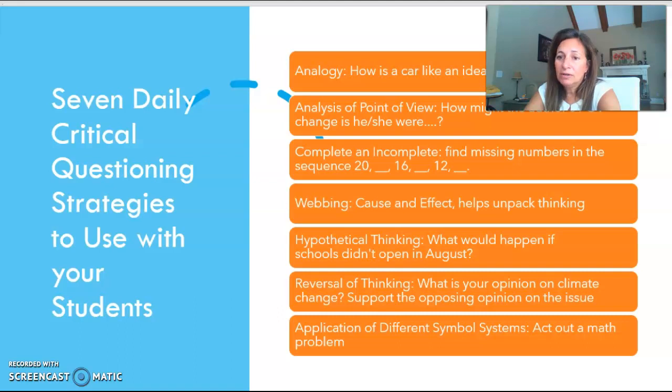Analysis of point of view. So how might the author's point of view change if he or she were? And here you could change the setting. You can change their age. Like, would that author be, the experiences, how would it be different if they were older or younger?